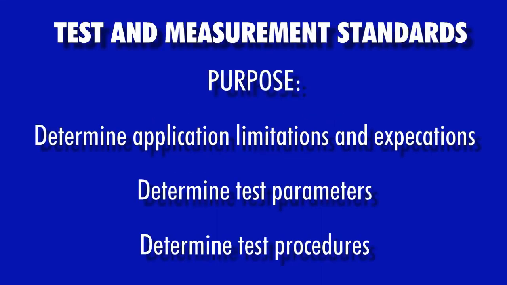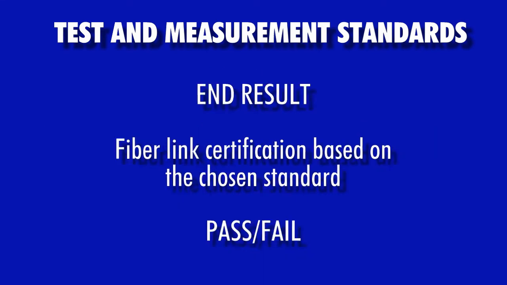The main purpose of fiber optic cabling standards is to determine network limitations and expectations of the application, determine test parameters that accommodate limitations and expectations of the application, and to determine proper test procedures to use. The end result is the ability to develop an optical link budget used to certify a fiber link against the requirements of the application for which the standard was written. In other words, certifying a fiber link determines whether or not the link will pass or fail against the chosen standard.